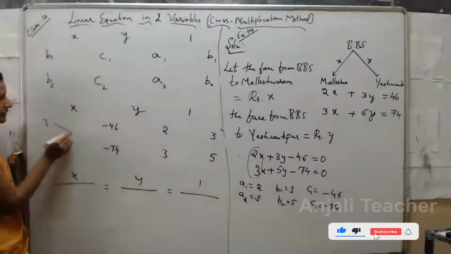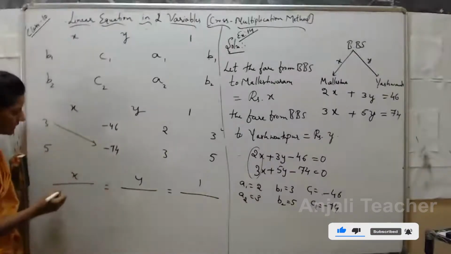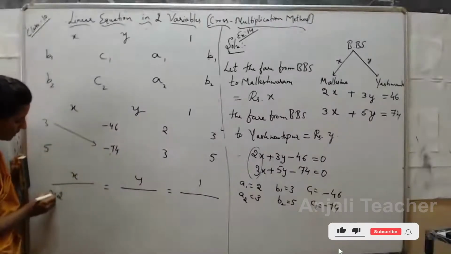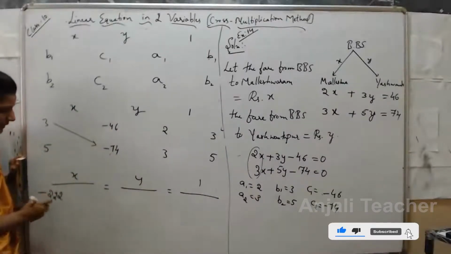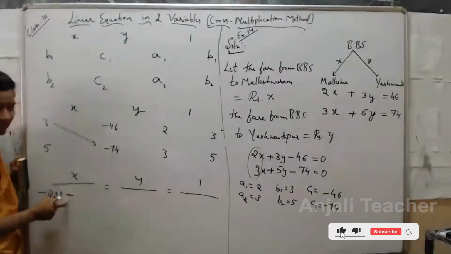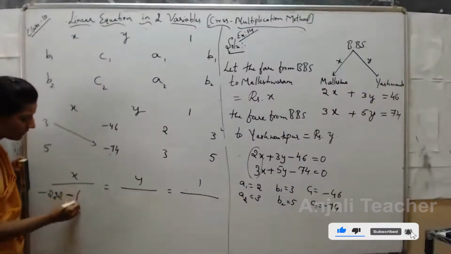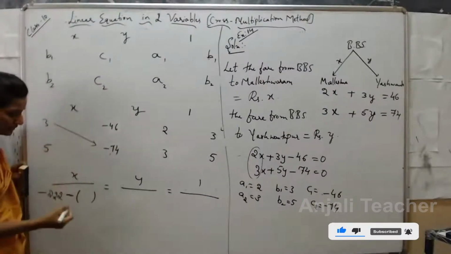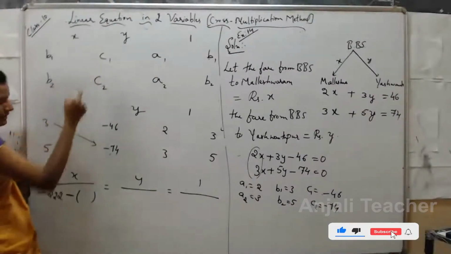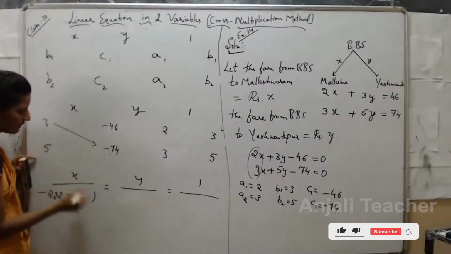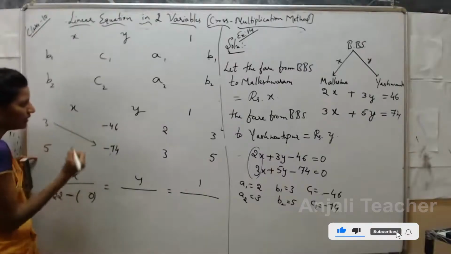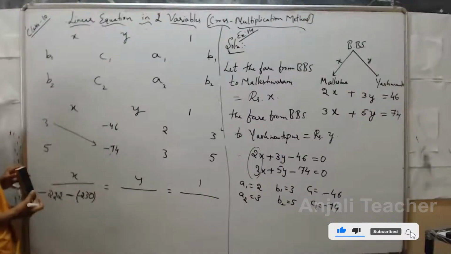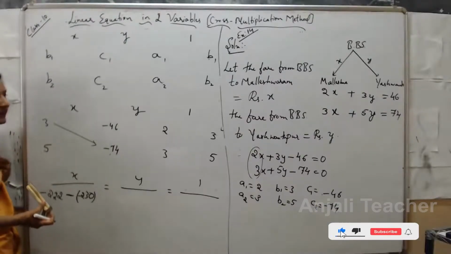What I have said to you? 74 into 3. 4 3s are 12. 7 3s are 21 plus 1 is 22. There is a minus symbol. Already one minus is there in the formula. I said, B1 C2 minus C1 B2. This is minus B2 C1. What is B2? 5 into 46. 6 5s are 30. 5 4s are 20. That is 23. Minus.